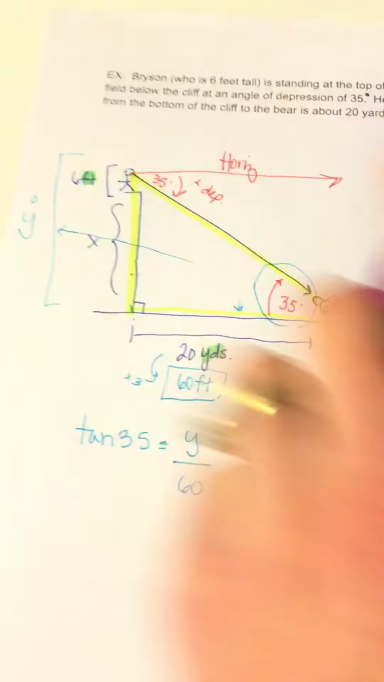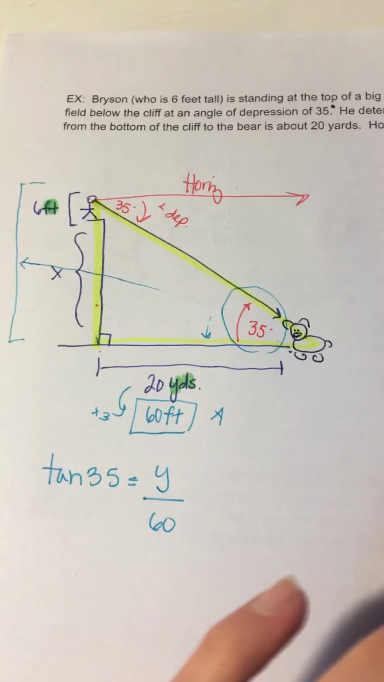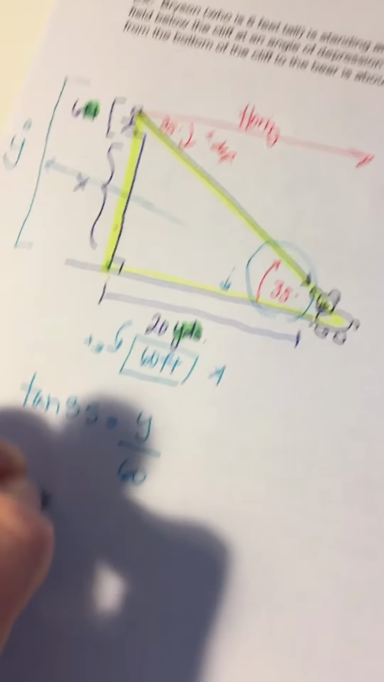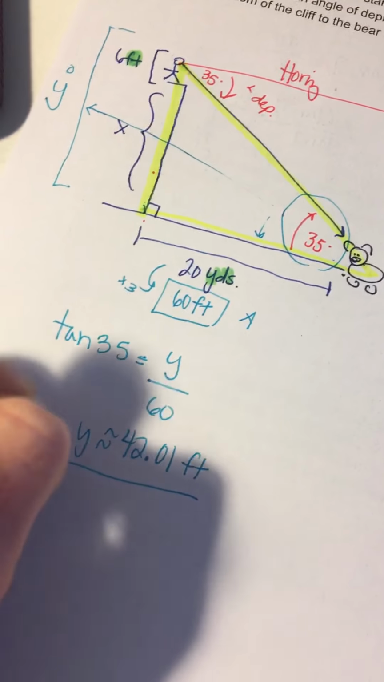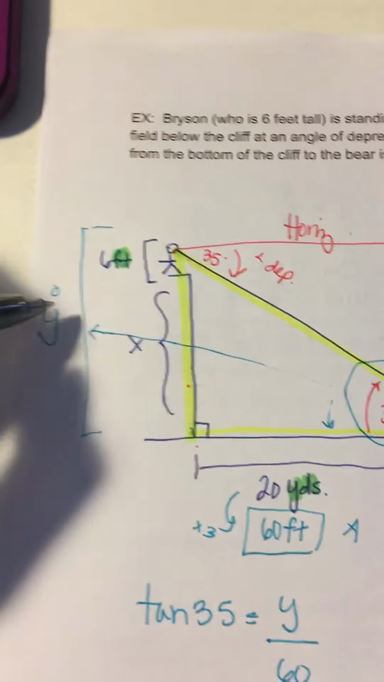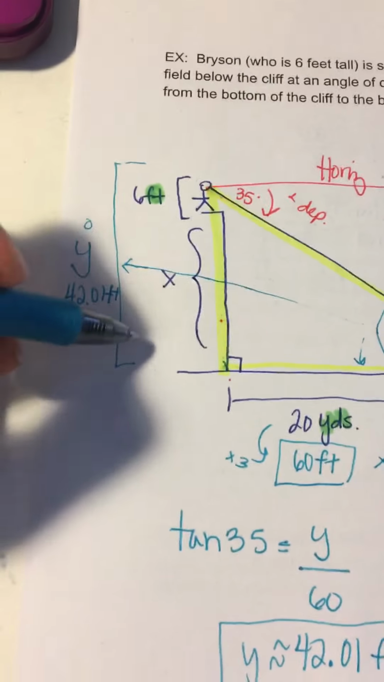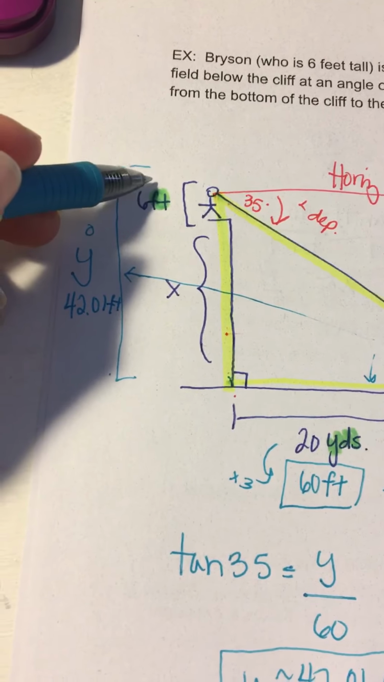I have my calculator now. That's always a good thing. I'm going to take 60 times the tangent of 35, and I get 42.01, and again, that's in feet. So that is 42.01 feet, and that is from the ground the whole way up to Bryson, okay, because he's 6 feet tall.